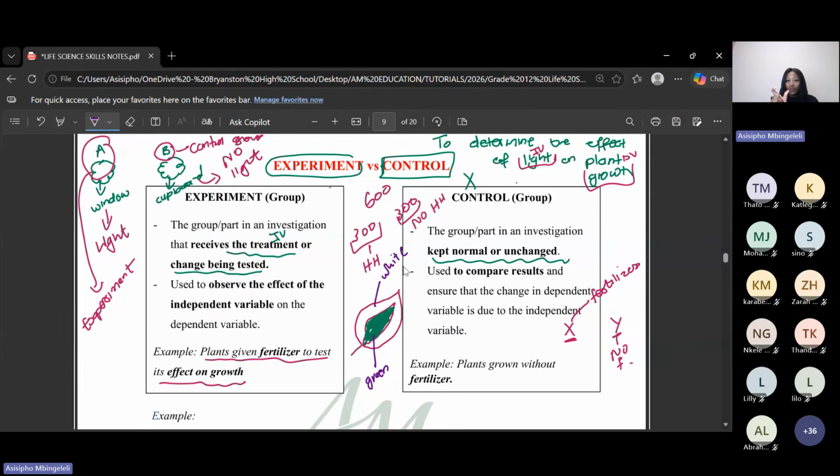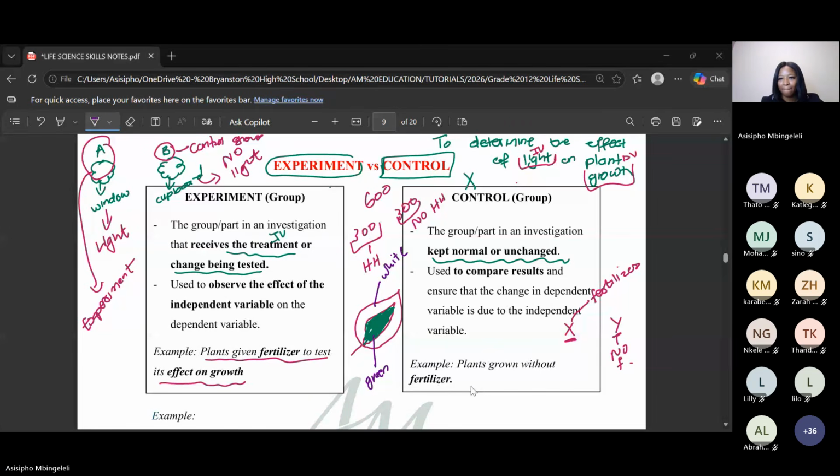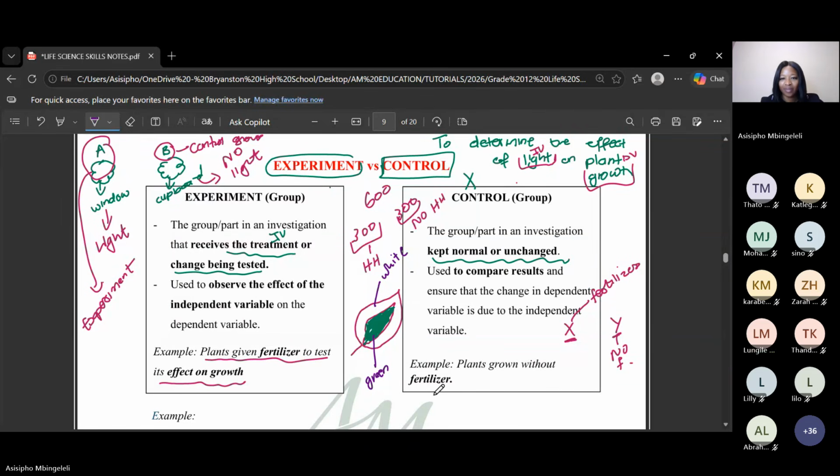So chlorophyll, the green part, is the independent variable. Now I need someone to tell me between the green and the white part, which one will be the control group, and which one will be, sorry, the experiment group. Litabo? The green part will be the experiment group, then the white part will be the control group. 100%.